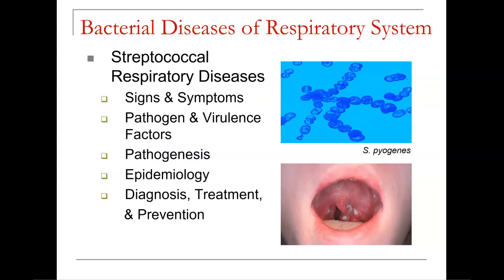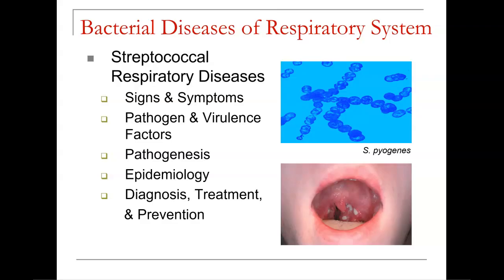So the first type of diseases we're going to discuss are bacterial diseases of the respiratory system. Streptococcal respiratory diseases, signs and symptoms: usually they're going to have a sore throat and difficulty swallowing. Many are going to progress into things like scarlet fever or rheumatic fever. Scarlet fever is a strep throat that carries a rash with it. So it carries it throughout the blood system, which causes rashes to appear throughout the body. And they have high fevers, and that's usually seen with rheumatic fever.